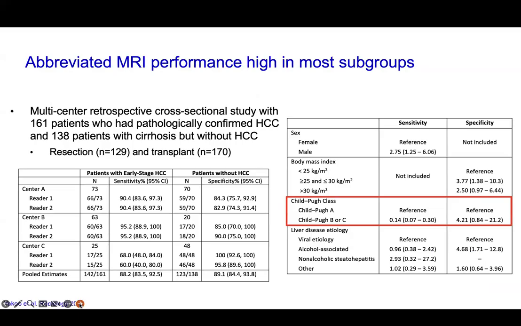Now, if we do an abbreviated MRI, this is a quick MRI. Remember, if you put your patient through an MRI, it's usually an hour or so study.